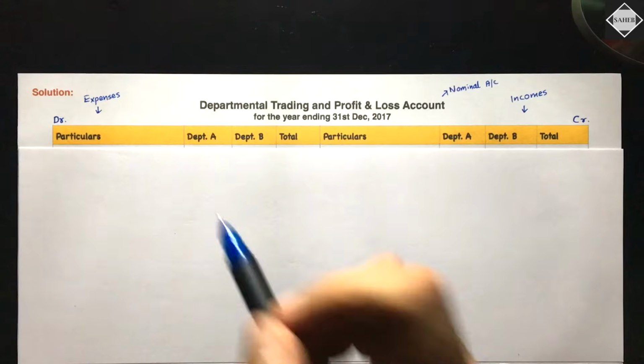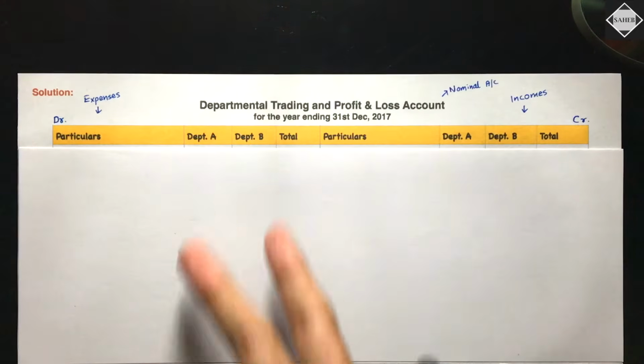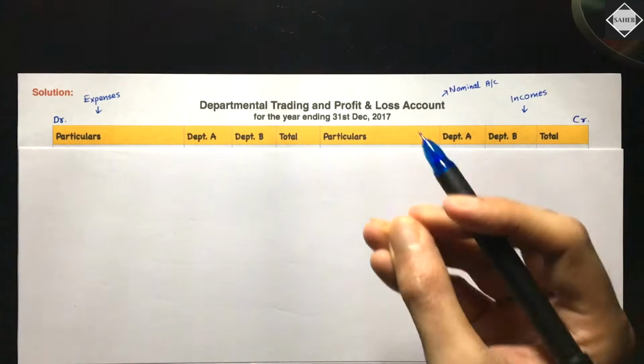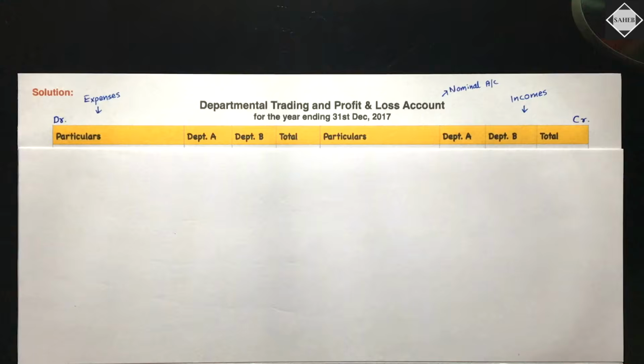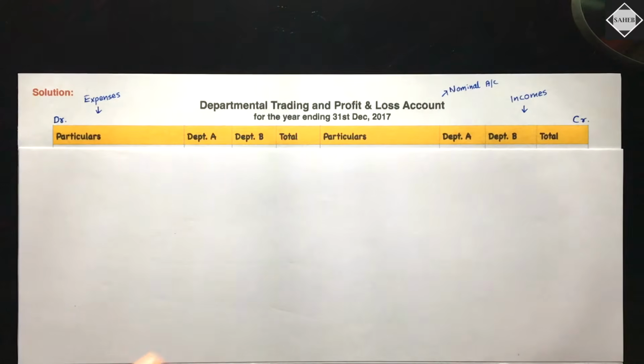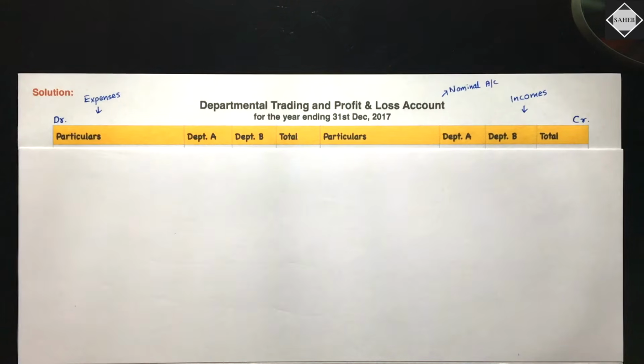See here, we have department A and department B. Two departments are there in this question. So two columns for them. Two debit columns and two credit columns. And then in this question there are little bit complex adjustments like prepaid rent, outstanding expenses. So it's better to have the total column also. Total column is nothing but just the sum of these two. Is that clear? That's all. So total column also we are making in this question.